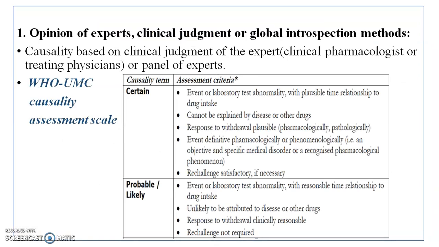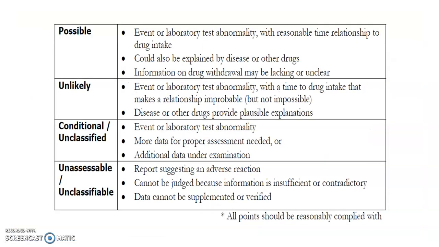In case of the first one, that is opinion of experts or judgment by clinicians or the global introspection method, the main parameter is the experts' opinion, where experts assess causality. A clinical pharmacologist, the treating physician or a panel of experts will sit together and discuss whether there is a causal relationship between the drug and the event or not. We usually use the WHO-UMC causality assessment scale, that is the Uppsala Monitoring Centre scale, where assessment is divided into certain, probable, possible, unlikely, conditional or unclassified, and unassessable or unclassifiable.